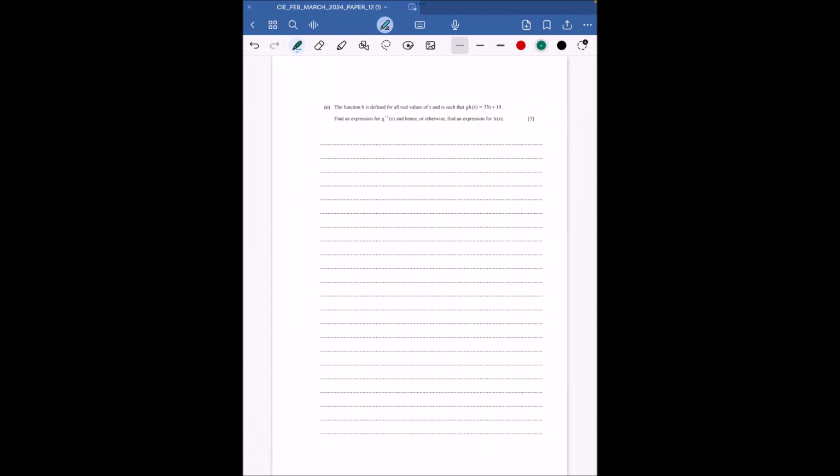Okay, the function h is defined for all values of x such that gh of x is this. So first of all, find g inverse. G of x is 5x minus 1. So y is 5x minus 1. So y plus 1 is equal to 5x. So x is y plus 1 over 5. So g inverse is x plus 1 over 5.